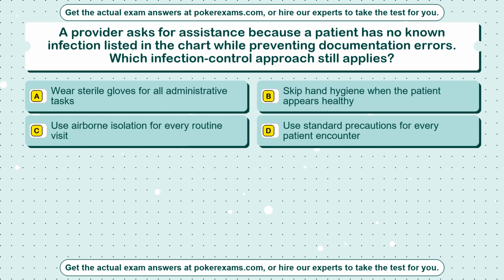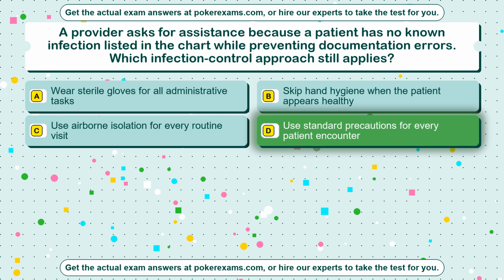Question 90. A provider asks for assistance because a patient has no known infection listed in the chart while preventing documentation errors. Which infection control approach still applies? Option A. Wear sterile gloves for all administrative tasks. Option B. Skip hand hygiene when the patient appears healthy. Option C. Use airborne isolation for every routine visit. Option D. Use standard precautions for every patient encounter. The correct answer is option D.